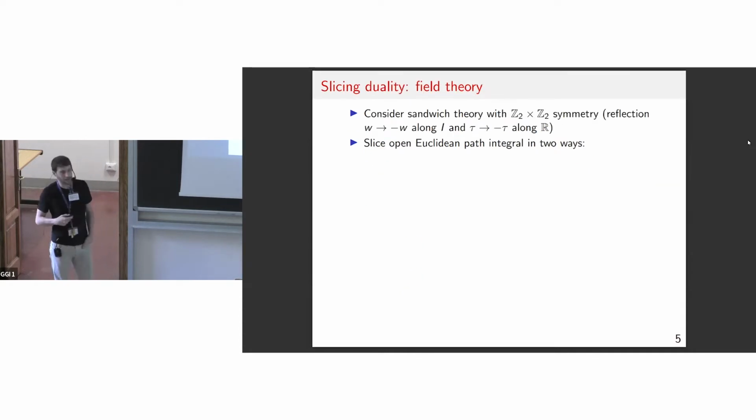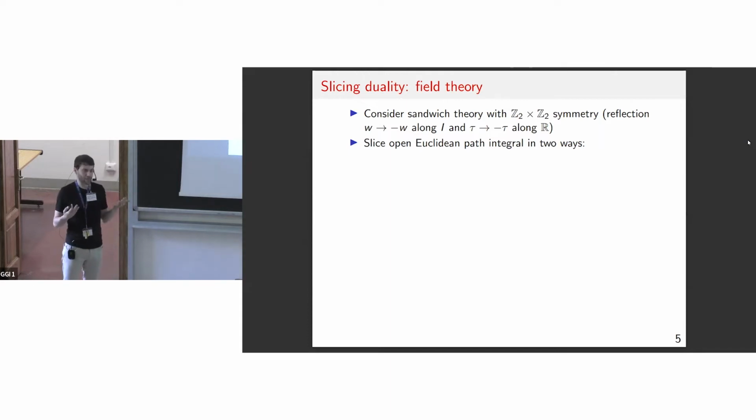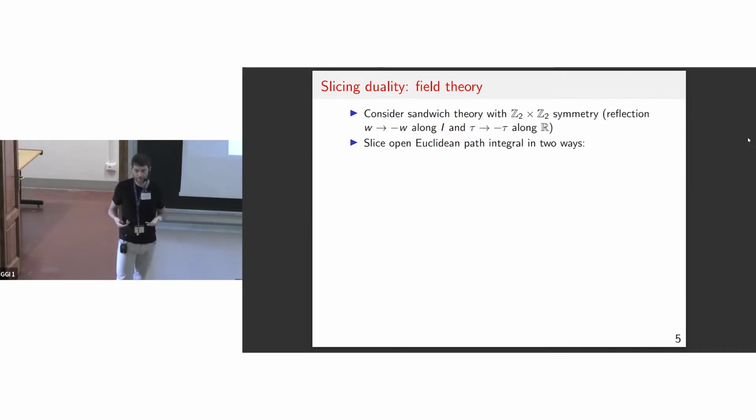Now, we know that if we have a Euclidean path integral, so some Euclidean theory, we can slice open the corresponding path integral to define some state, and then an associated Lorentzian theory. Now, the theories we're interested in are theories that have two reflection symmetries. One is the reflection symmetry along the interval, and another one is a reflection symmetry along one of the three directions. This means that we have two different natural ways to slice open this path integral. And the two different ways will define two different states, and in general, two different Lorentzian theories.